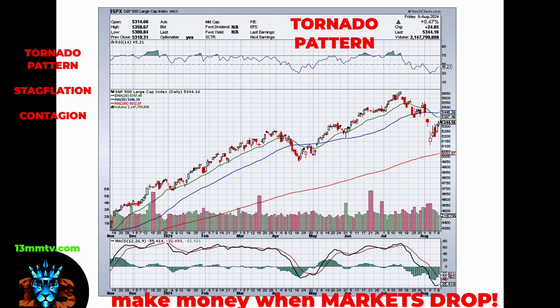Based on the historic analog, based on the contagion that we are yet to hear about, multiple companies going belly up, based off the drying up of the liquidity that will be colossal, based off the stagflation, which could be confirmed Tuesday, Wednesday, Thursday, I think there is a 90% probability that the market will drop.